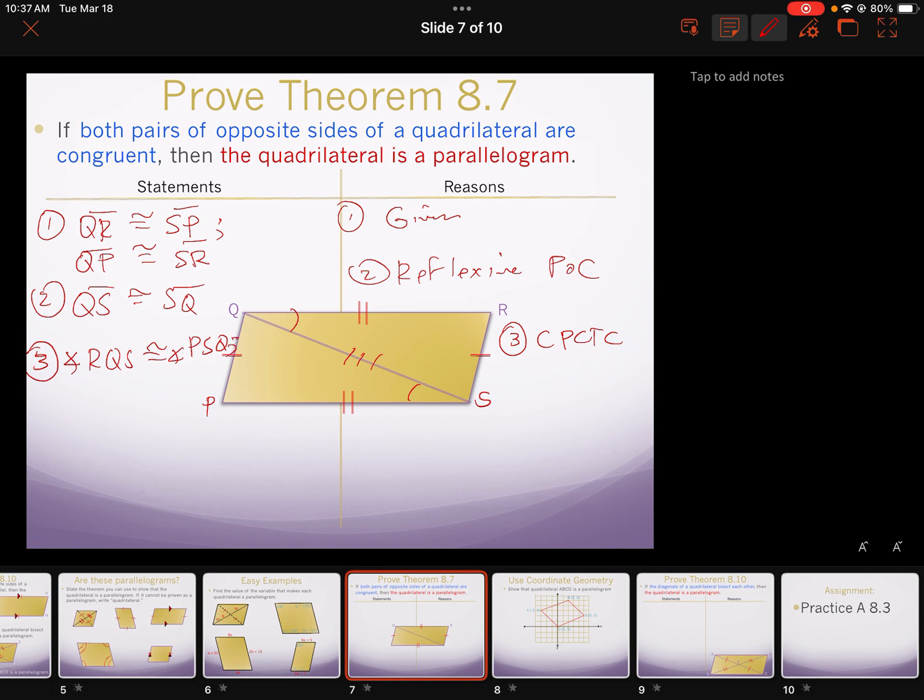Likewise, let's put two arcs on these angles. I'm going to name that angle PQS. That's going to be congruent to angle RSQ. For the same reason, if the triangles are congruent, their corresponding parts are congruent. Now, when you have congruent alternate interior angles, that's going to make the top parallel to the bottom and the left side parallel to the right side. That's the converse of your alternate interior angle theorem.